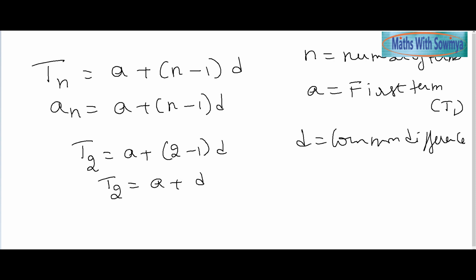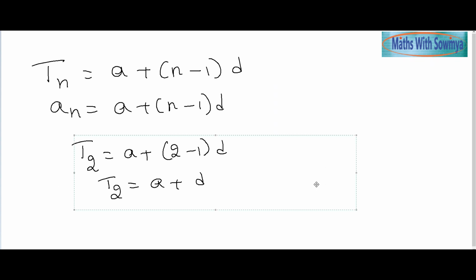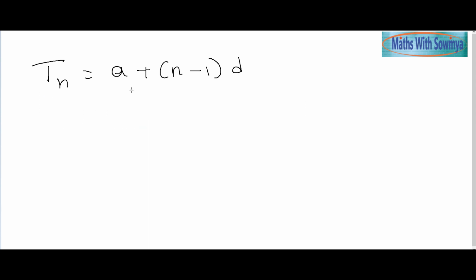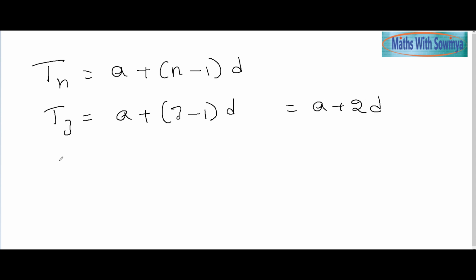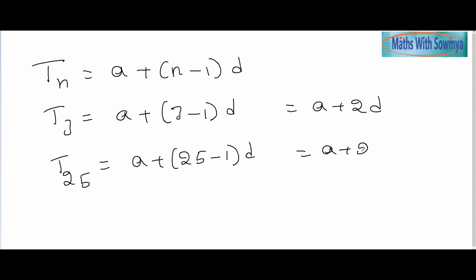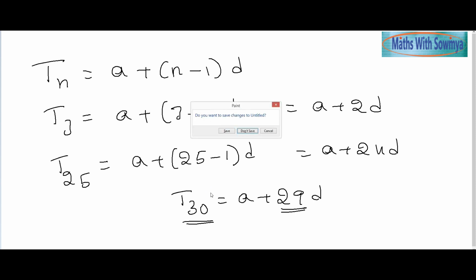Suppose you want to find T3 with the same formula. T3 will give you A plus 3 minus 1 into D. This will give you A plus 2D. Similarly, if I take T25, A plus 25 minus 1 into D, this will give you the answer. That is why I said directly, if 30 is given, you can directly put just 1 less than this, and you are done here.